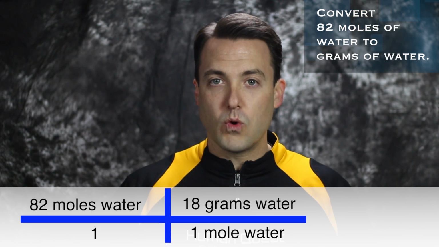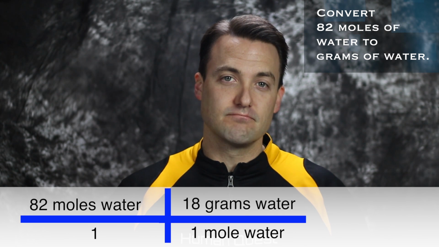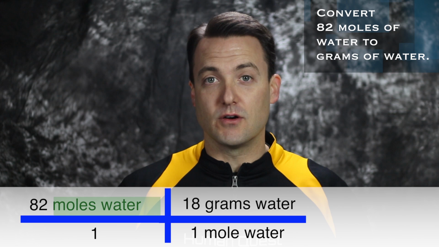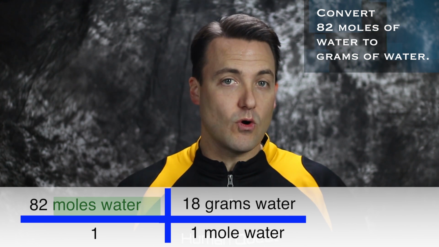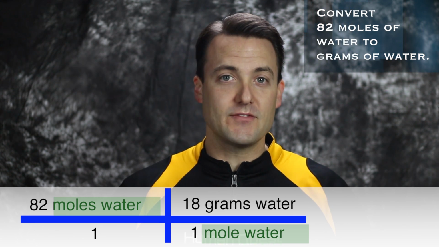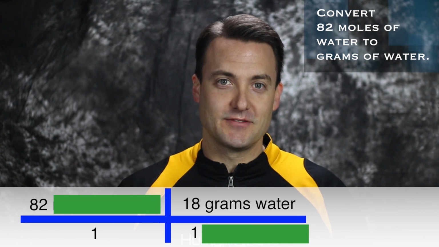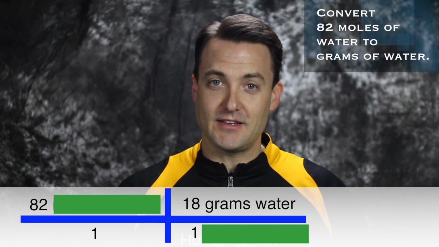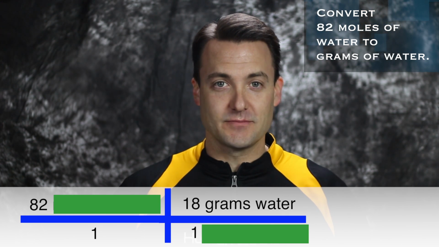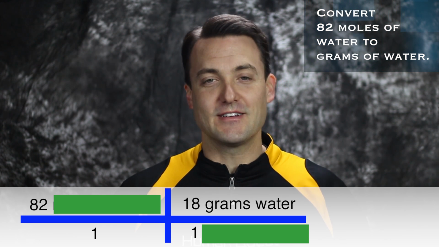Now look closely. What do you notice about the mole units in what I've written thus far? Do you see that the moles from my 82 moles of water are on top, and my mole from the molar mass is on the bottom? When you have the same units on the top and bottom, they cancel out. What units are left? That's right, grams are left. What this means is that if we do the math as written here, we will get an answer with units of grams, which is what we want.